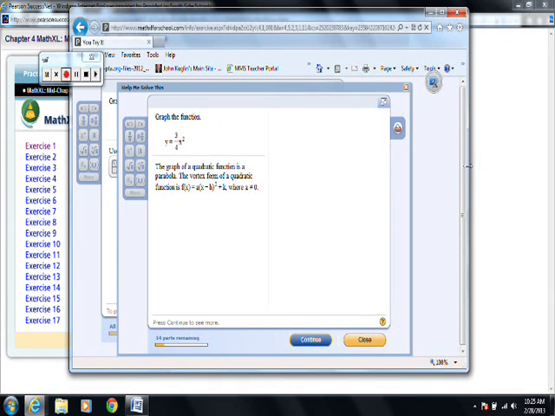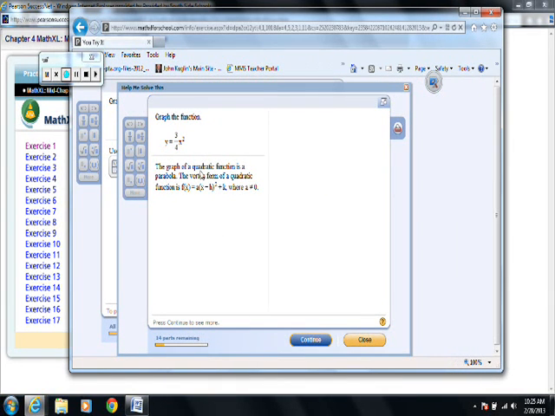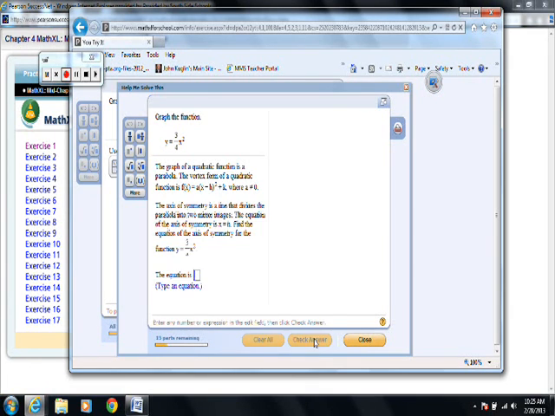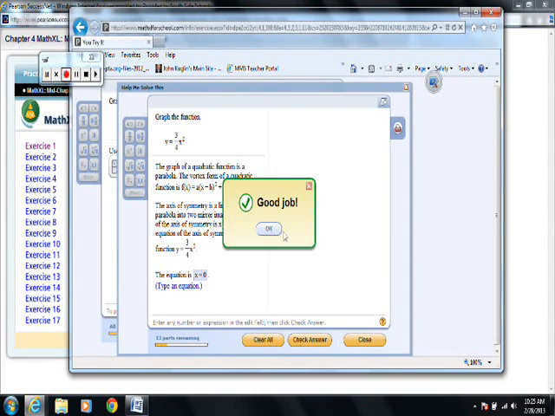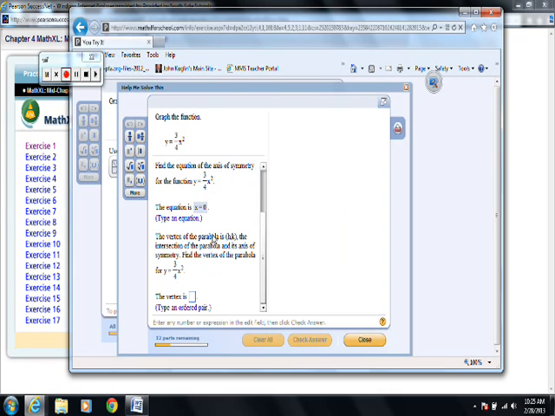For example, this problem says the graph of a quadratic function is a parabola. The vertex form of a quadratic function is f of x equals a times x minus h squared plus k, where a cannot be 0. Continue on. They said the axis of symmetry is a line that divides the parabola into two mirror images. The equation is x equals h. Find the equation of the axis of symmetry. For example, this equation would be x equals 0. Once they get it correct, it will tell them to move on.